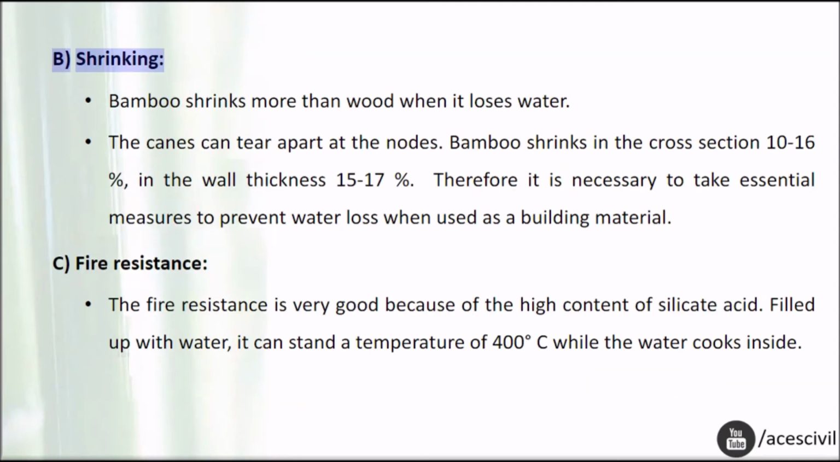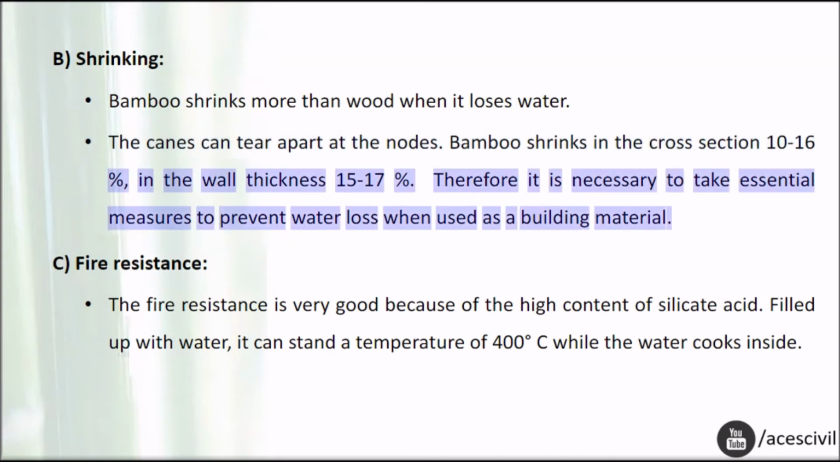B. Shrinking. Bamboo shrinks more than wood when it loses water. The canes can tear apart at the nodes. Bamboo shrinks in the cross-section 10 to 16%, in the wall thickness 15 to 17%. Therefore it is necessary to take essential measures to prevent water loss when used as a building material.